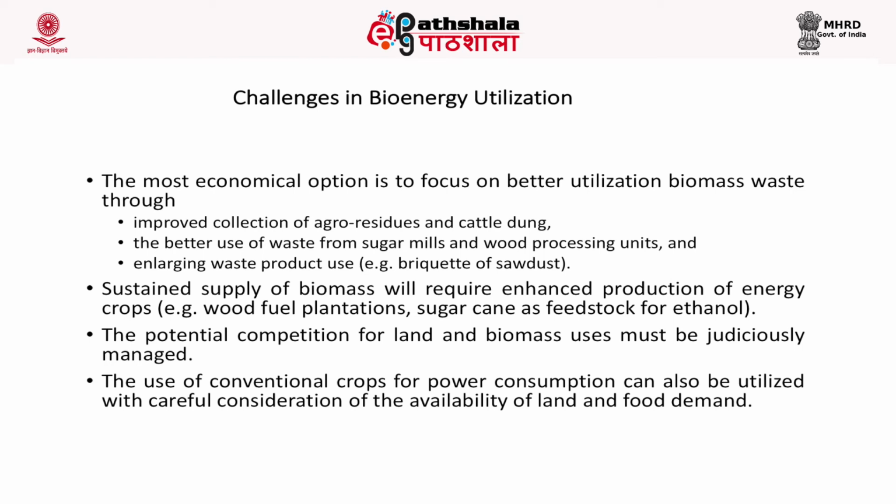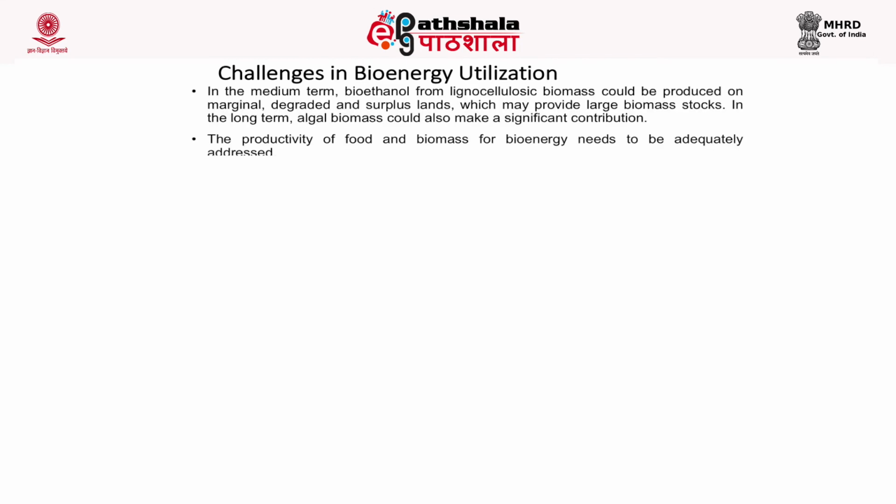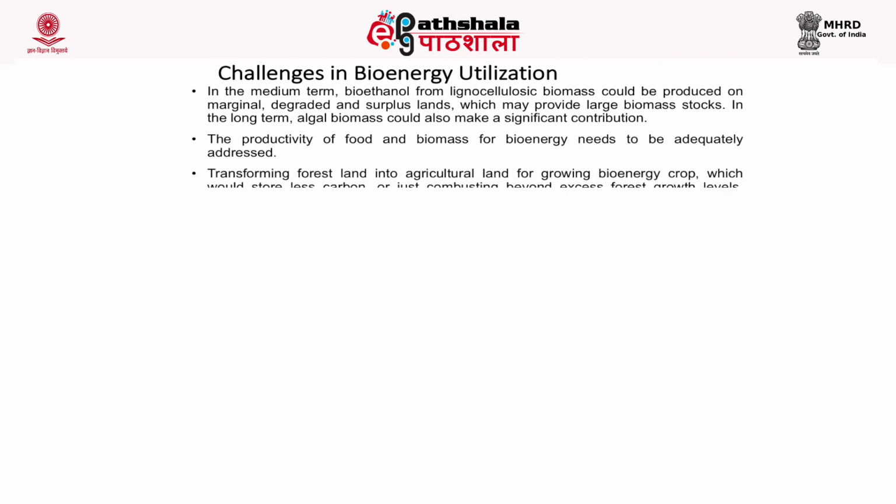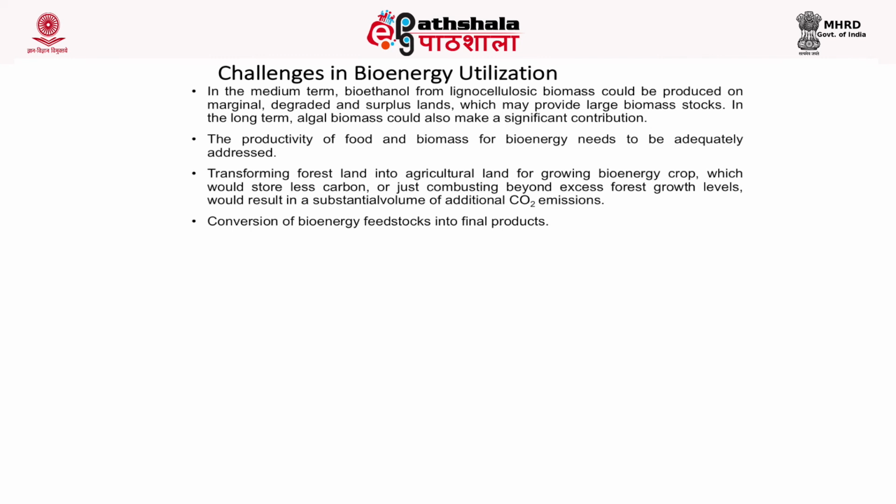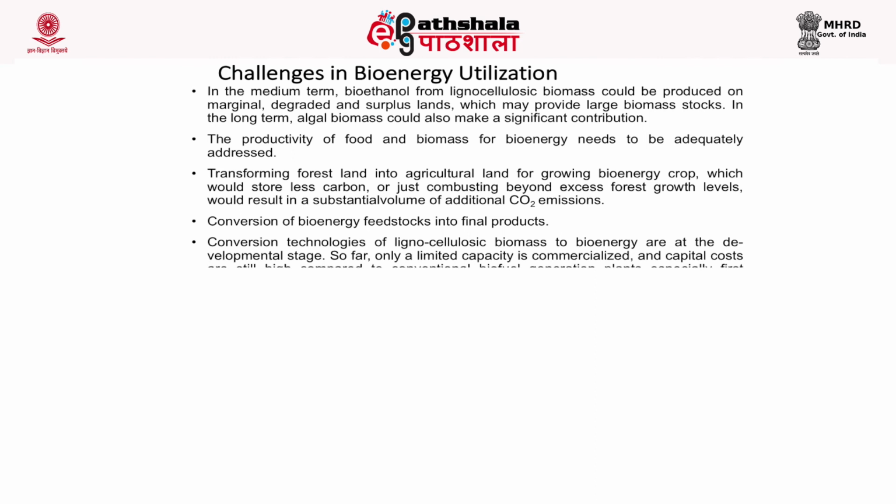The potential competition for land and biomass uses should be managed judiciously. The use of conventional crops for power consumption can also be utilized with careful consideration of the availability of land and food demand. In the medium term, bioethanol from lignocellulosic biomass could be produced on marginal, degraded and surplus lands, which may provide large biomass stocks. In the long term, algal biomass can make a significant contribution.